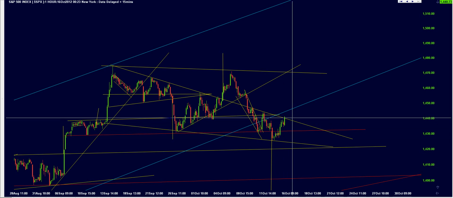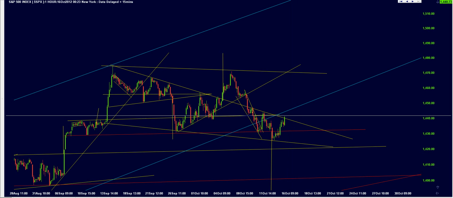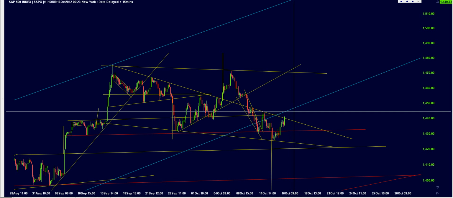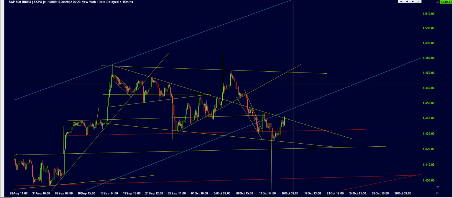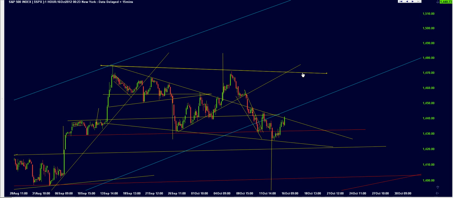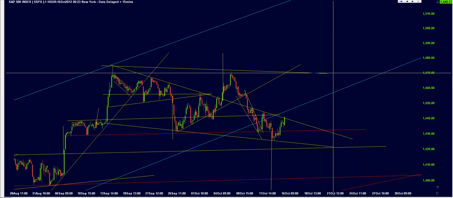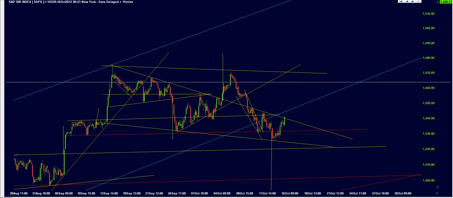Well, expect now that this blue line will act as resistance. This yellow line will act as descending support. Now we may go sideways for a few days, or we may just head on straight up through this area. But if we do, I think what we are looking at is not a double top formation. It looks as if we're looking potentially now at a triple top formation. So a move back up to the 1470 area for one last time looks as if that's what's going to happen now.